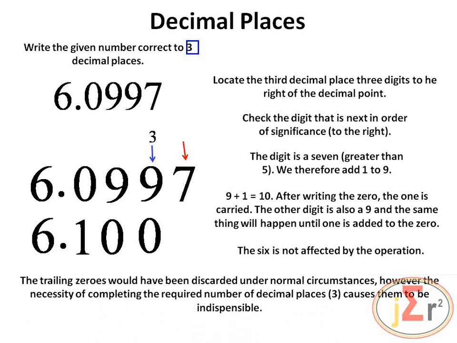The trailing zeros would have been discarded under normal circumstances. However, the necessity of completing the required number of decimal places causes them to be indispensable. So we cannot get rid of those 2 trailing zeros because we need 3 decimal places. The statement says, write the given number correct to 3 decimal places, so we have to have 3 decimal places in our answer.